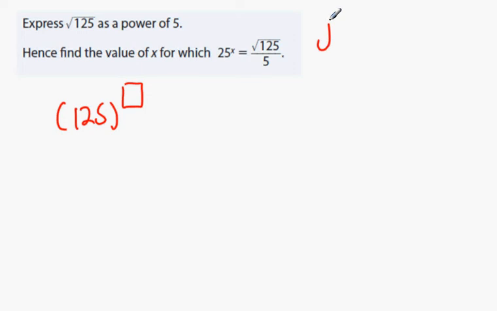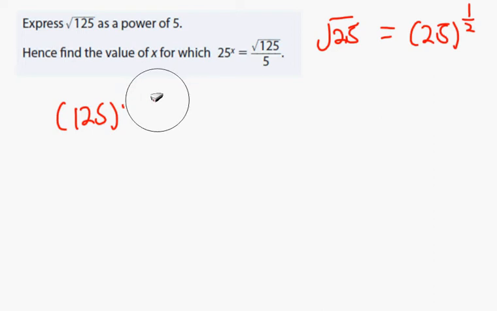If I said root 25, what's root 25? 5. Root 25 is the same thing as writing 25 to the power of a half. If you put 25 to the power of a half in your calculator, what do you get? 5. Bottom line, you need to learn it off. When you see a square root sign, change that square root sign into a half. So the square root of 125 is 125 to the power of a half. Are we happy with that?